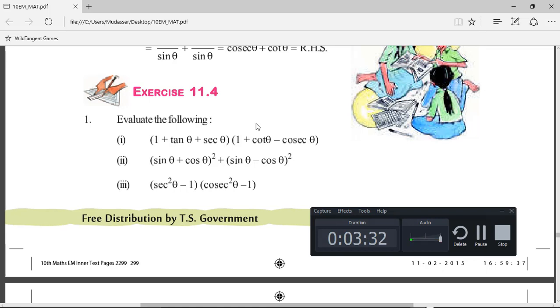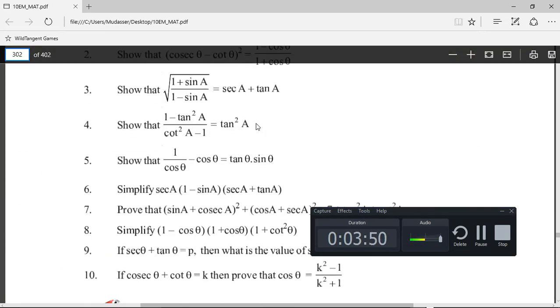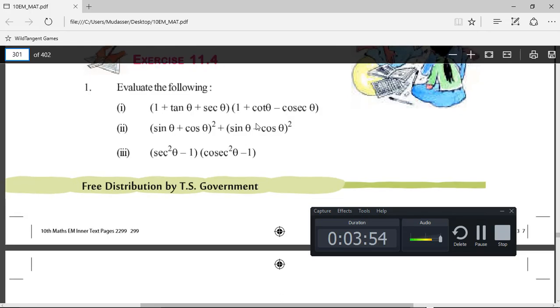The first question says, evaluate the following. First bit, 1 plus tan theta plus secant theta into 1 plus cot theta minus cosecant theta. In this exercise I'll mostly cover almost all the questions, because I see that every other question is different from one another. So I'll pretty much work on all the problems in this video.